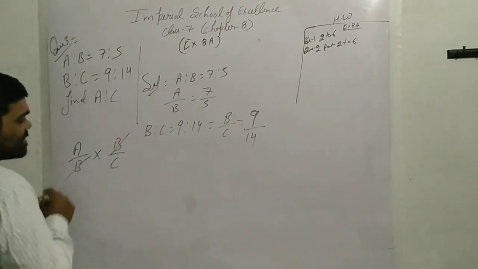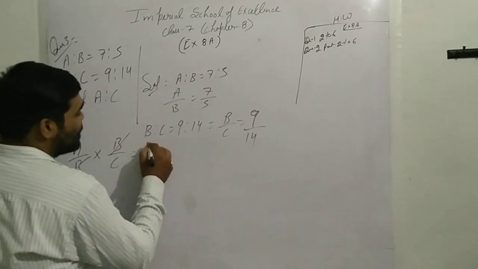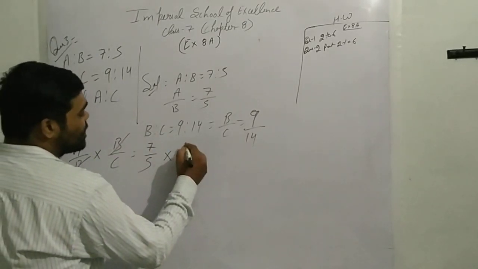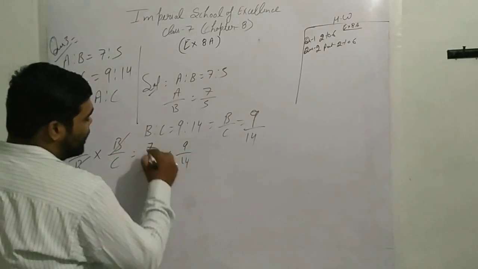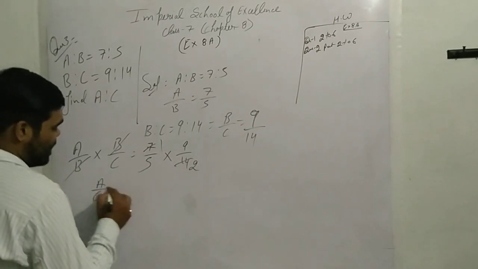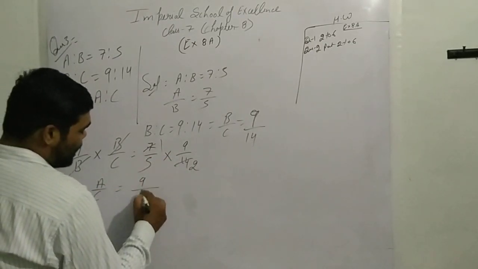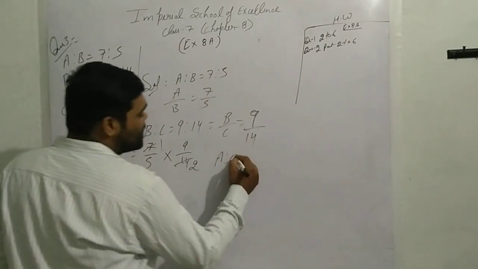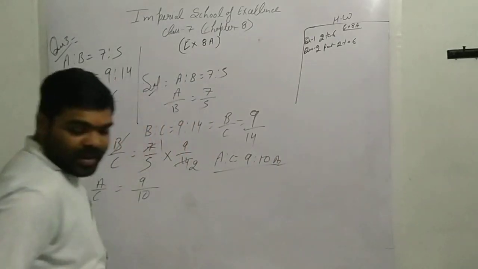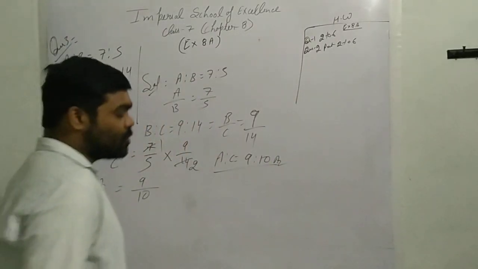B and B cancel, A upon C left here. Now see here, A upon B is given to you 7 upon 5. After that, B upon C is given to you 9 upon 14. 7 1 is 7, 7 2 is 14. A upon C equals 9 upon 5 2 is 10. So A ratio C is 9 ratio 10. This is your answer.